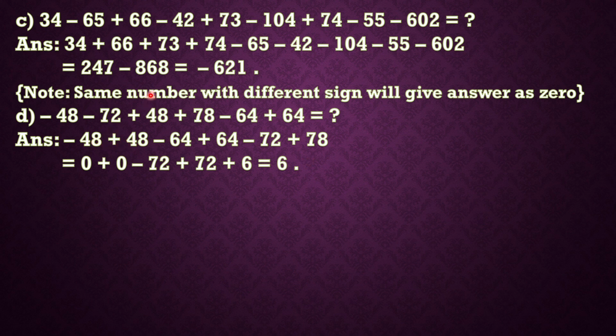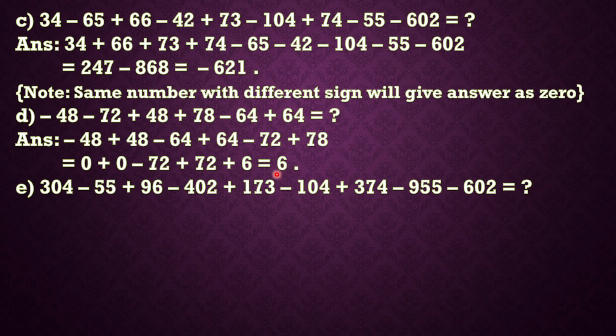Okay, so this is a very important point. Same number with different sign, it will give us 0. And here 78 is there. This 78 can be split as 72 plus 6. So minus 72 plus 72 will give us 0. And the ultimate answer will be 6.